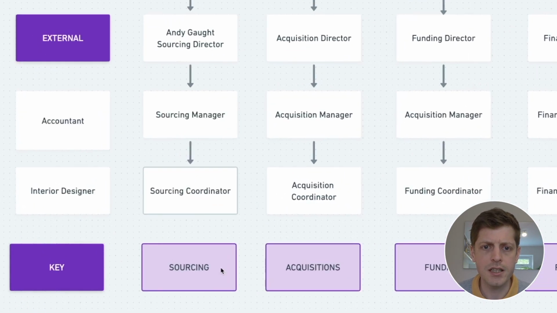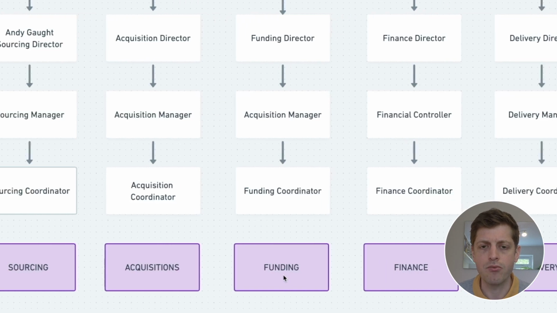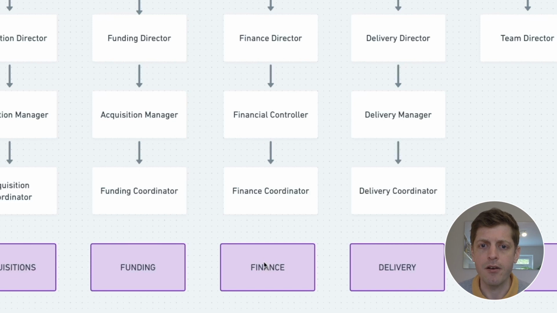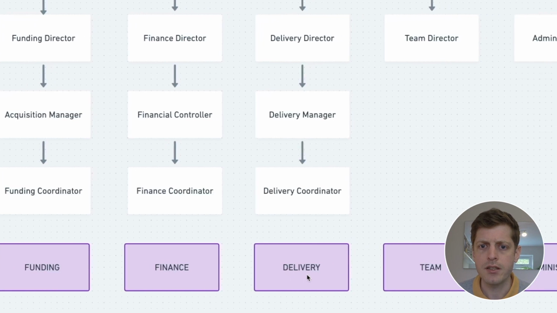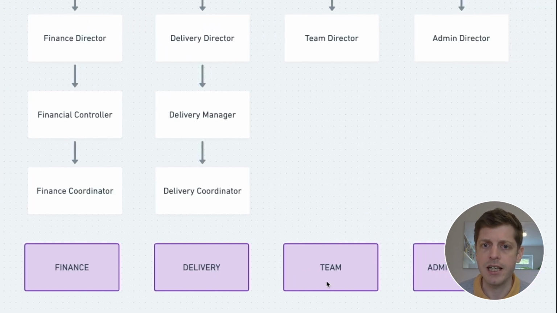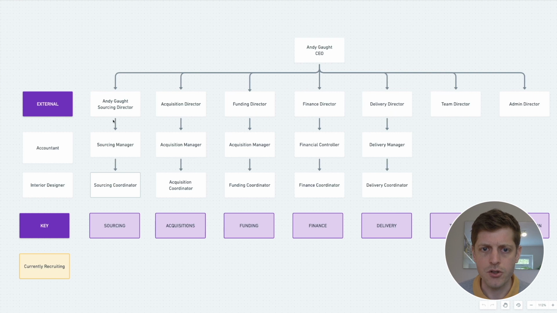So I've got sourcing, so that's finding properties, acquisitions, which is once you've found one, taking it through to purchase, funding, so that's about raising money from investors. Finance is the more day-to-day finance, so things like the balance sheet, the profit and loss, etc. Delivery, so that's how we actually go and manage refurbishments of projects, taking them through to completion. Team is a bit like HR, so that's dealing with any issues to do around the team. And lastly, I've got an administration area as well. And then under those, I've got various roles such as coordinators, managers, and directors.